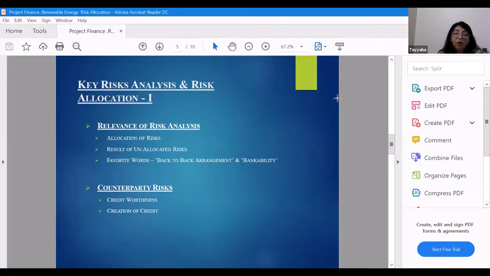Counterparty risk: obviously, when you are dealing with so many stakeholders, one of the primary stakeholders being the EPC contractor itself, the creditworthiness of the EPC contractor is very, very important. The EPC contractor has to be financially robust. It has to be a company which has done many projects, and in terms of its technical capacity, it has to be a really strong company. So lenders can take comfort in the fact that, even in challenging circumstances, the EPC contractor will not run away from the site. If it is a creditworthy company, its reputation will matter to it, right?